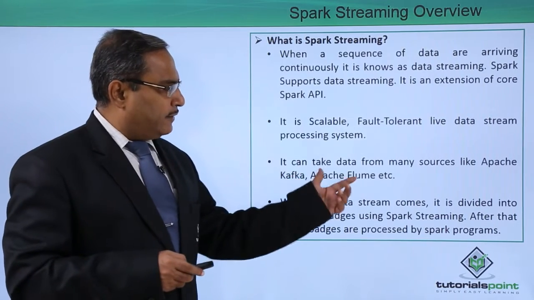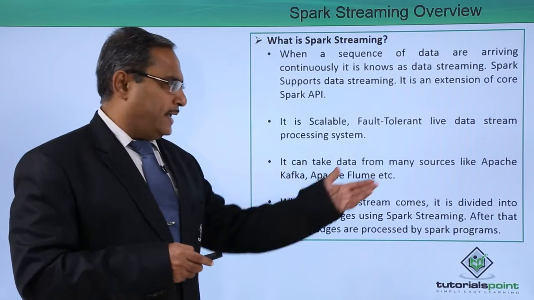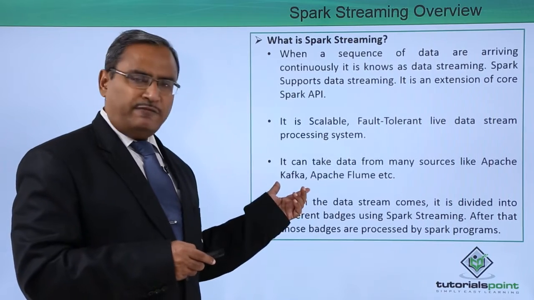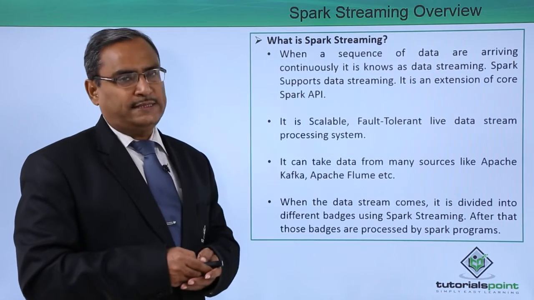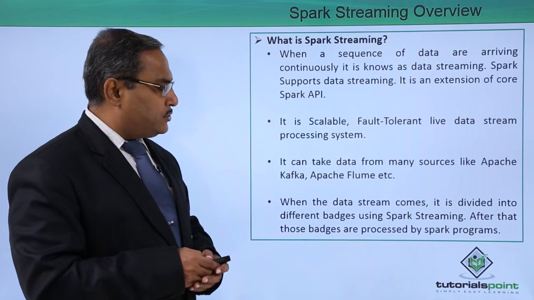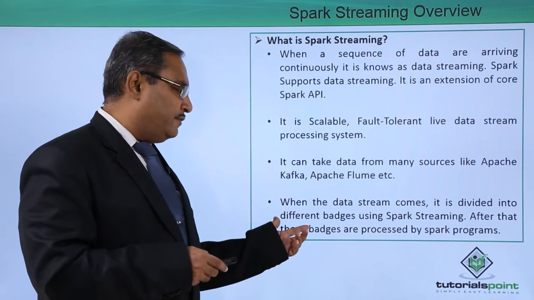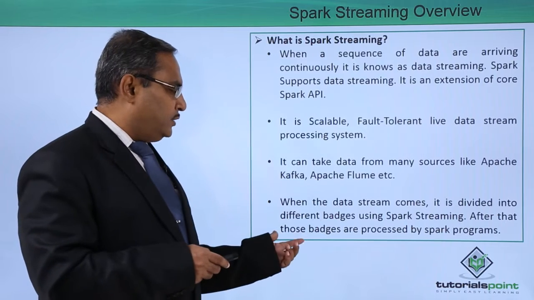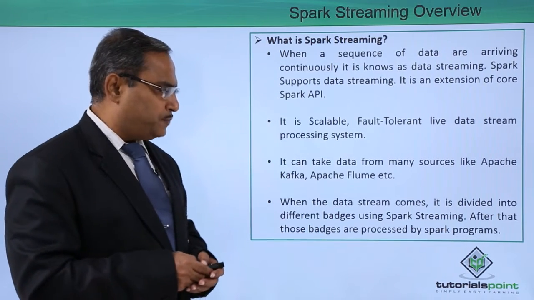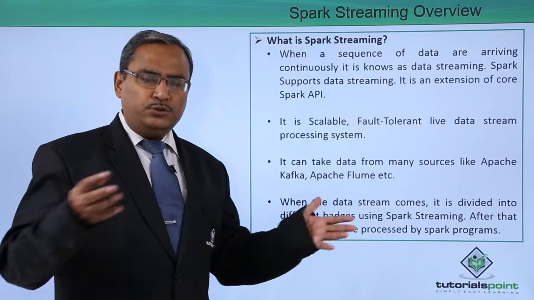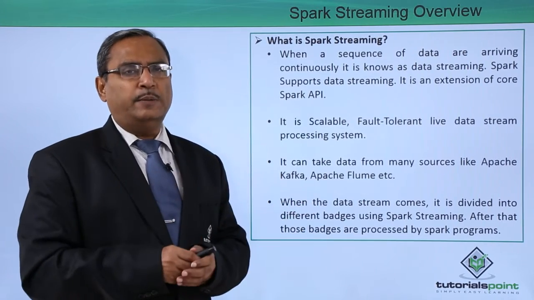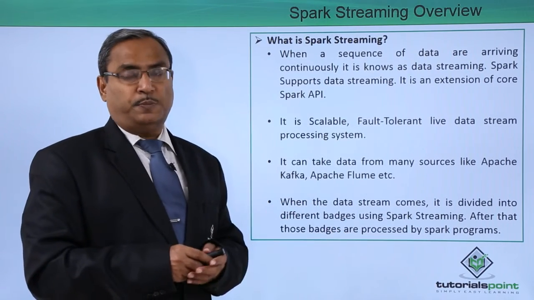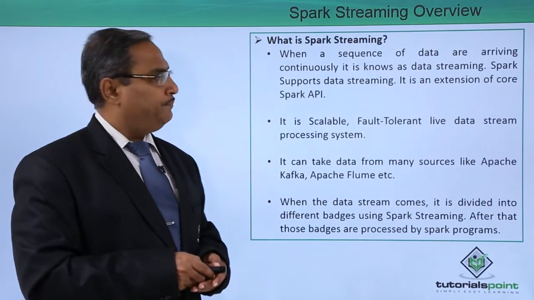So it can take data from many different sources, as an example we can go for Apache Kafka, we can go for Apache Flume, etc. When the data stream comes, it is divided into different batches using Spark streaming, and after that those batches are processed by the Spark programs. So when the huge data is coming, it will be divided into multiple different batches, and later the Spark program will be working on them.